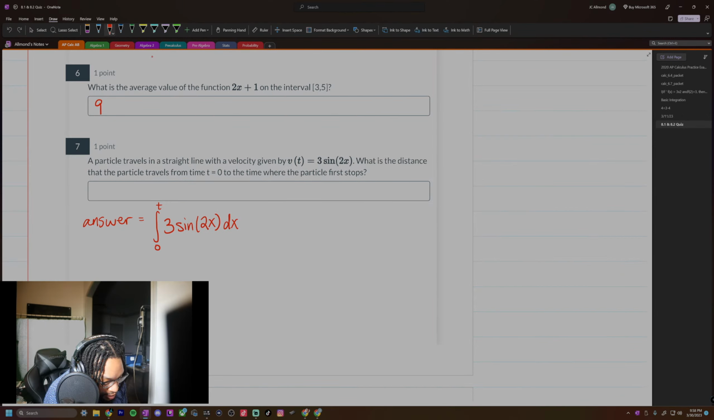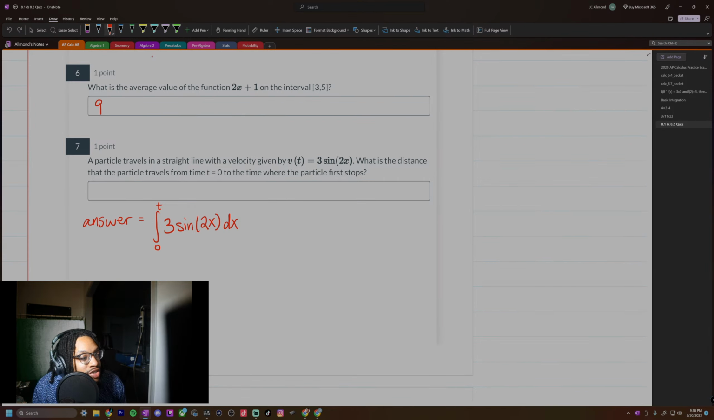Try teaching this with a velocity versus time graph. Oh, that'd be interesting. That'd be interesting.